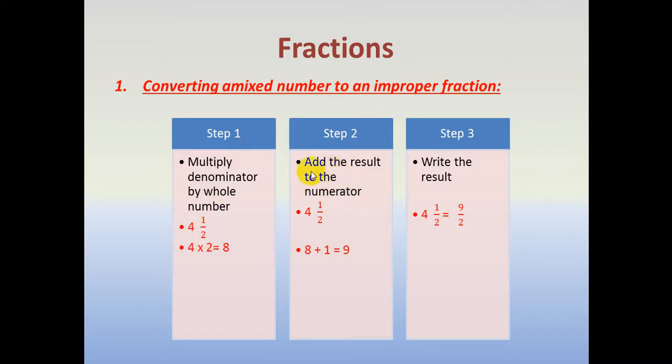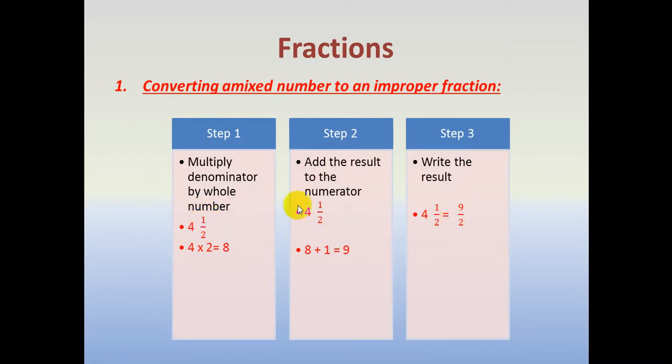And second, add the result to the numerator. 4 times 2 is 8, plus 1, adding the numerator, it will be 9. In the first step, multiply the whole number times the denominator, 4 times 2, yes, 8. And add the numerator, the number on the top, 8 plus 1, it will be 9.